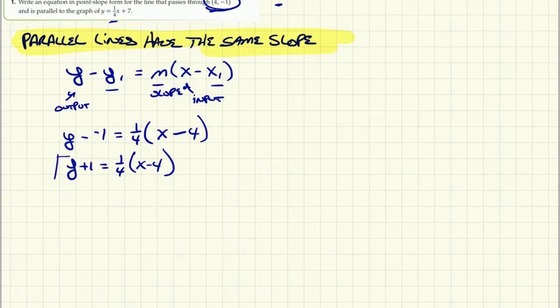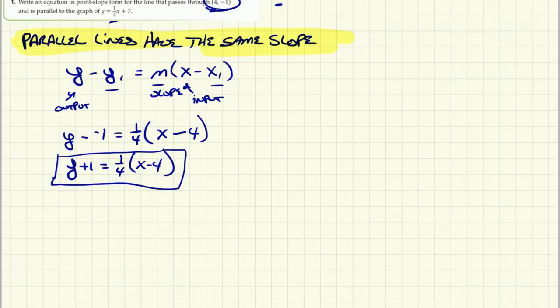This is our answer. In this form, we do not distribute the slope through the parentheses. We leave it like that. So there's our answer: y plus 1 equals 1/4 times x minus 4. So let's do this. We have the two lines. Let's graph them.